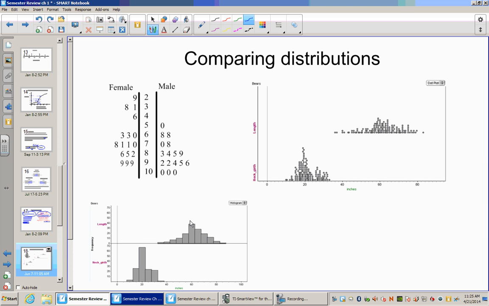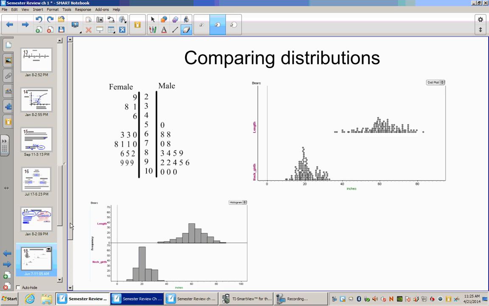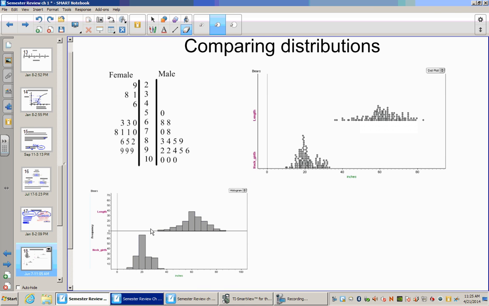Whenever we compare two distributions, here's a side-by-side dot plot, side-by-side stem plot, side-by-side histogram. Whenever you're comparing these distributions, you always want to put them on the same scale so you can see where they're at. On the AP test, if they ask you to write a few sentences comparing the distributions, you have to do the shape, outlier, center, spread, context, and compare.